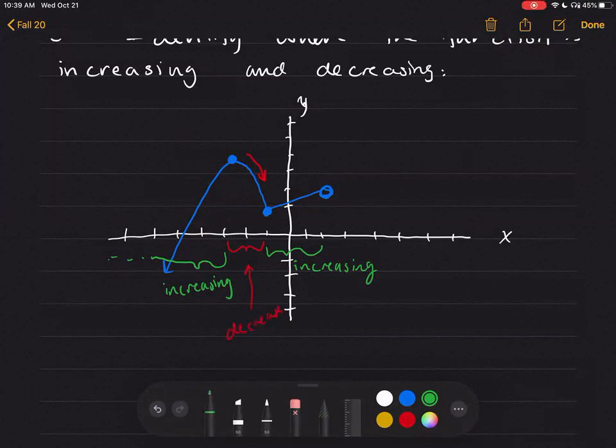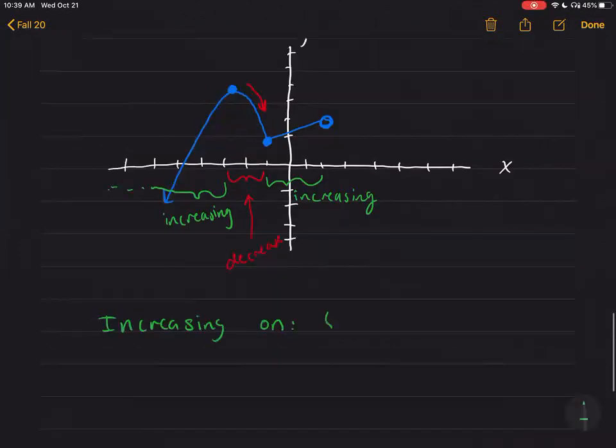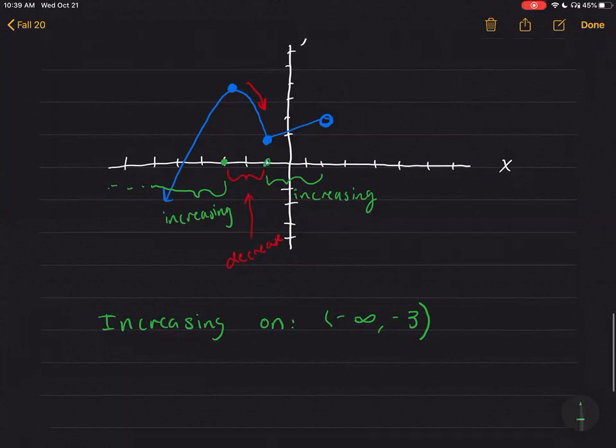So this function is increasing on all the way from negative infinity to -3, this point right here. And it's not increasing at the very top. The very top is a stable point. It's a local maximum, which we will talk about in a second. So we use parentheses here. And then it's also increasing on -1 to 2. So we'll union them together, -1, 2, like that.